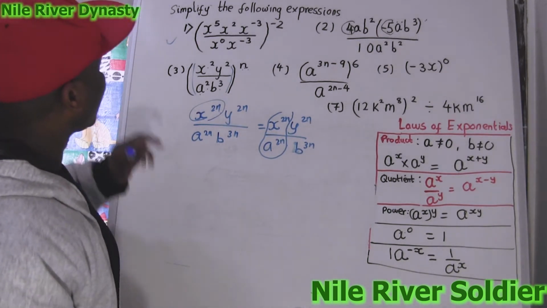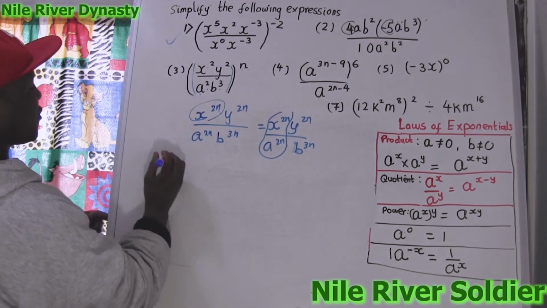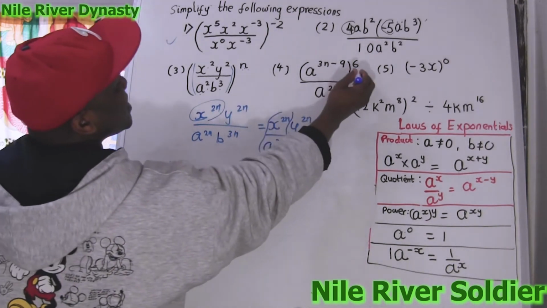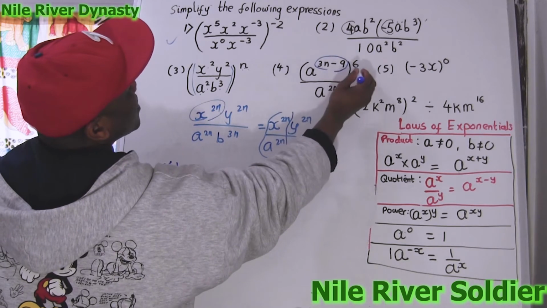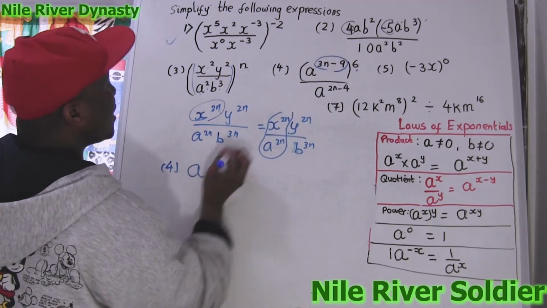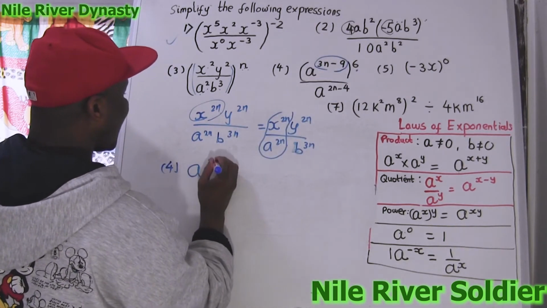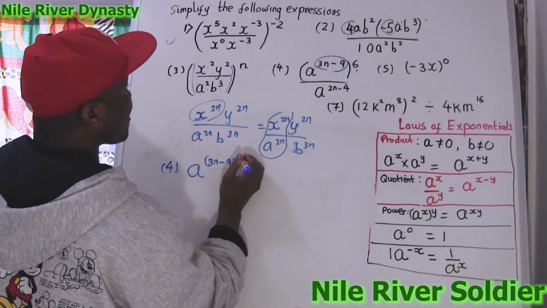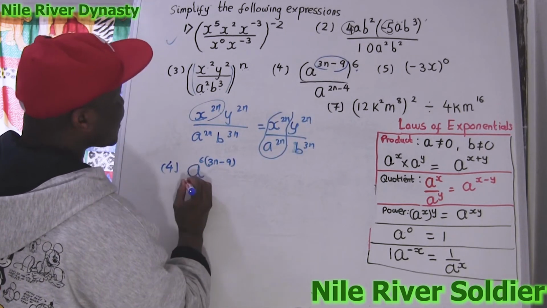Okay, cool. Now, so we're done with that. Now we go for question number 4. Question number 4 is very easy, guys. So you see, this is for both. So I'm going to say A. All this times 6, so it's going to be 3n minus 9, but both of them times what? Times 6. Now we go to the denominator.